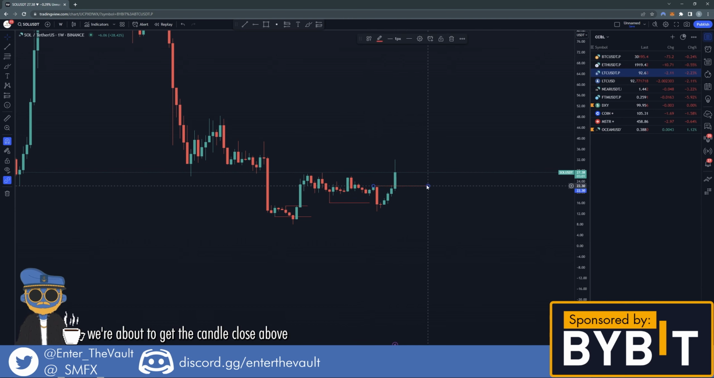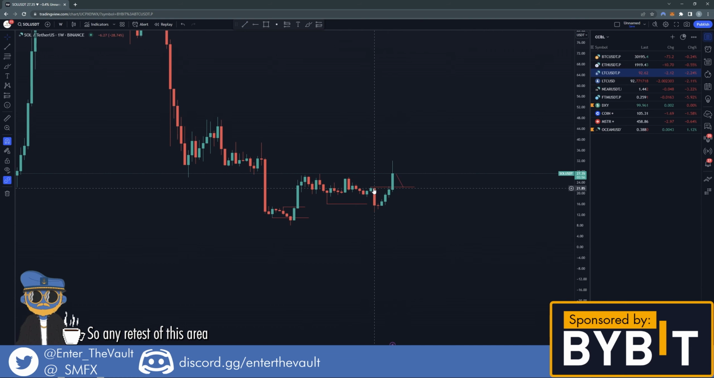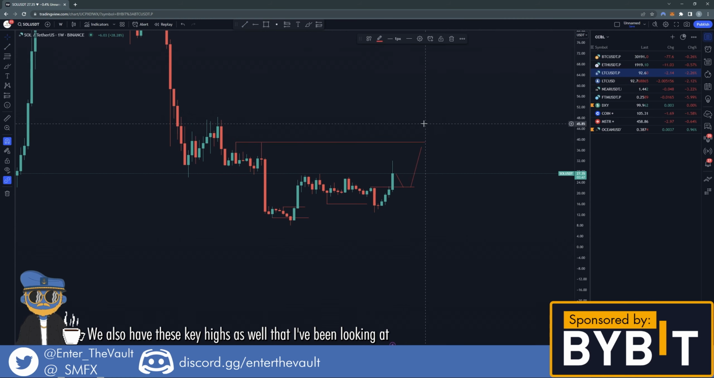We're about to get the weekly candle close above there. So any retest of this area between this high and this low that's followed by accumulation on, let's say, the daily or the H4 should be good for some longs. We also have these key highs as well that I'll be looking at.